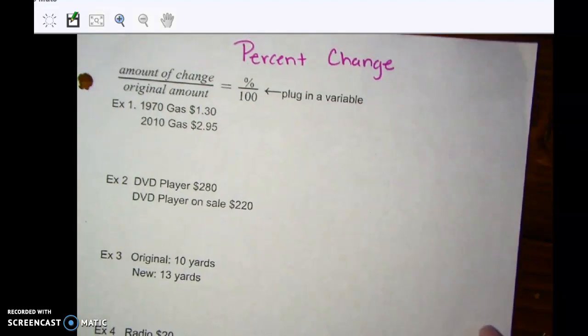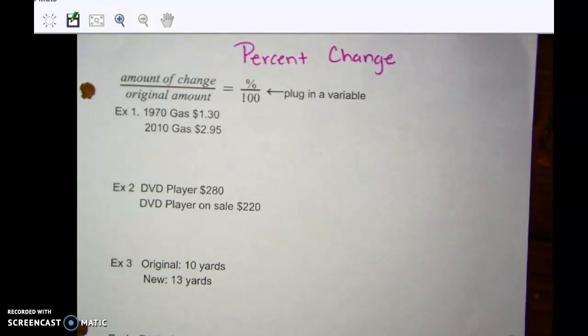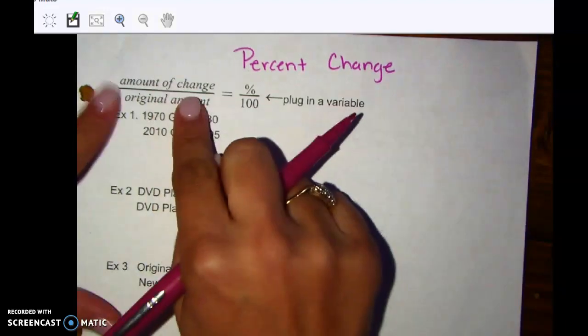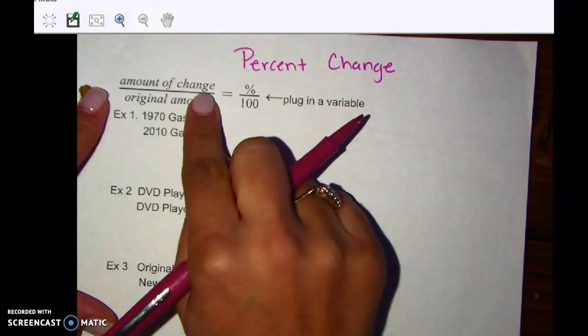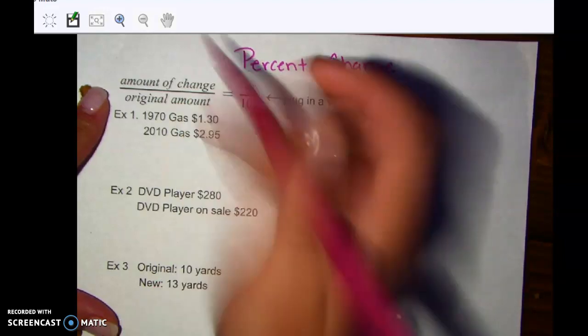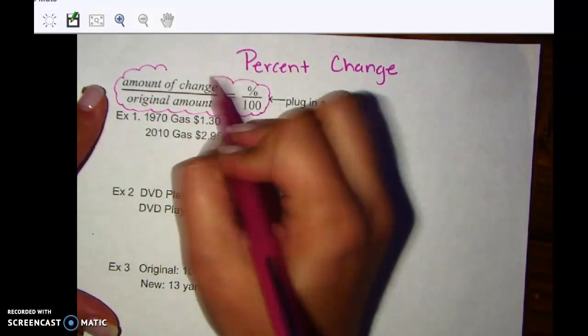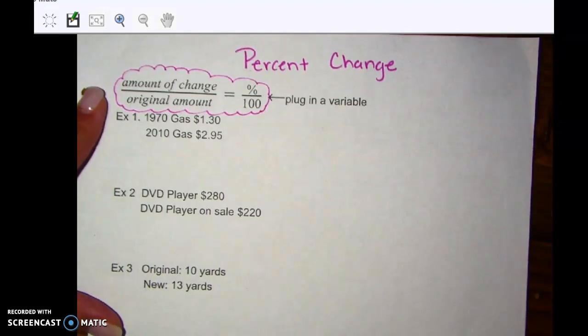Hey guys, today we're going to be talking about percent change, and so that's like the increase or decrease in amount over a period of time. It could be years, months, seasons, whatever. So what we start with is the amount of change, which is how you just find the difference here. And so this will be a very important little formula for you to keep in mind.